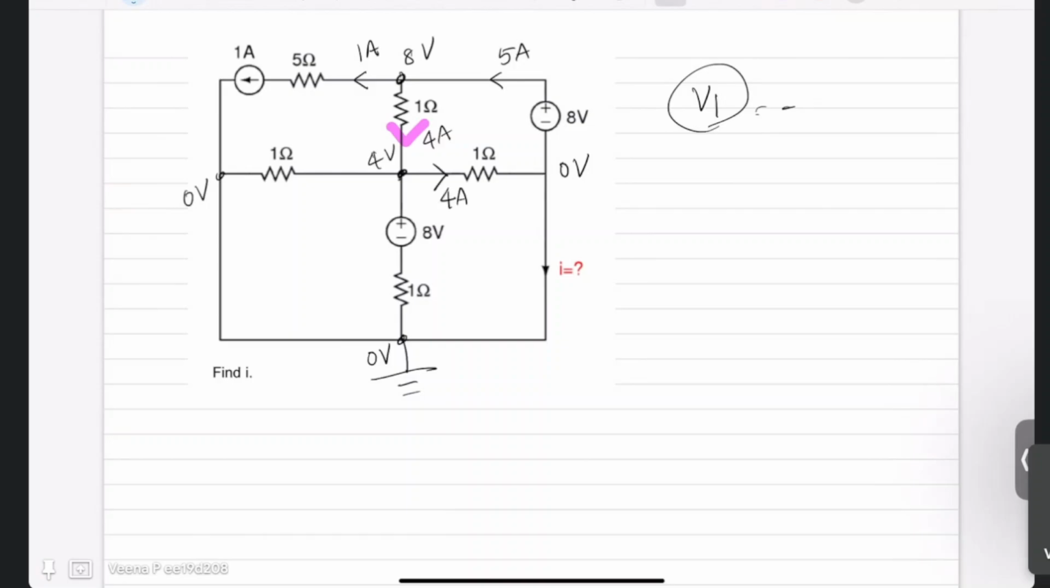Now if you take this node, 4 ampere is coming, 5 ampere is going. That means this is your I. Incoming current is 4, outgoing current is 5 plus I. That means your I is minus 1 ampere. So your life became very simple if you apply nodal analysis in this question. But I just showed how to apply superposition in the same problem. You ended up with the same answer.